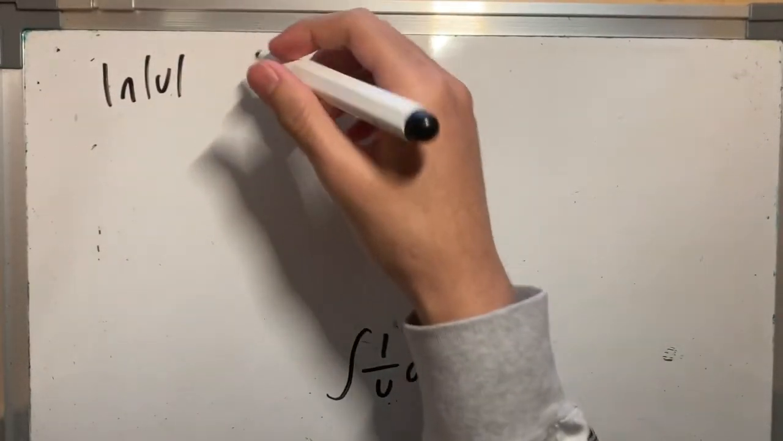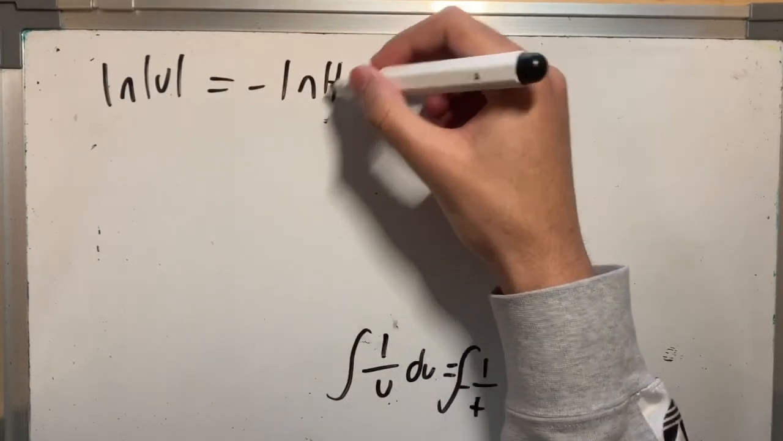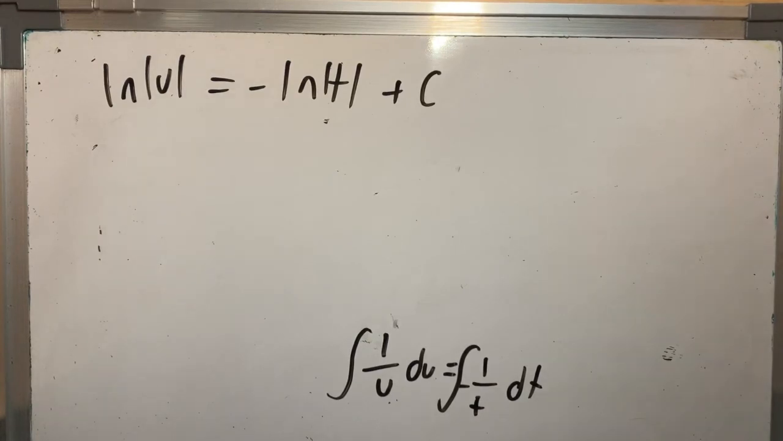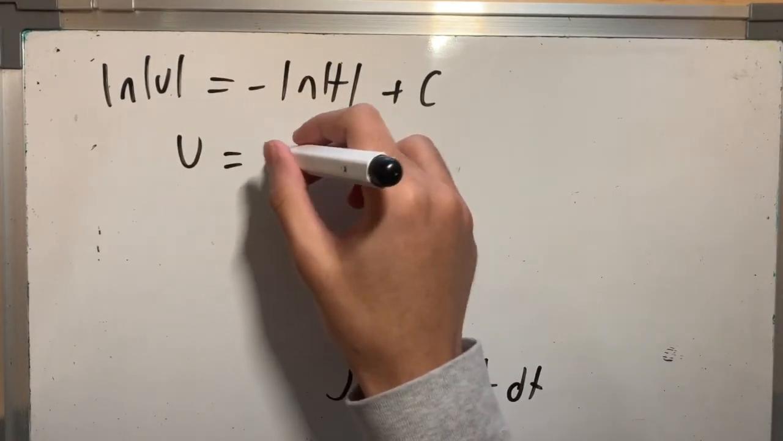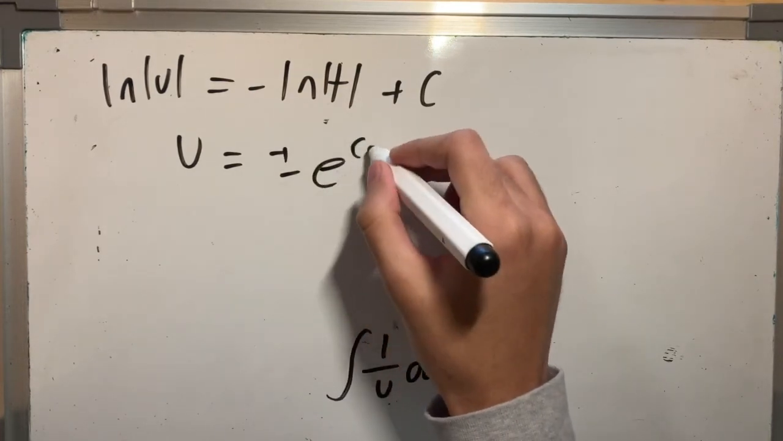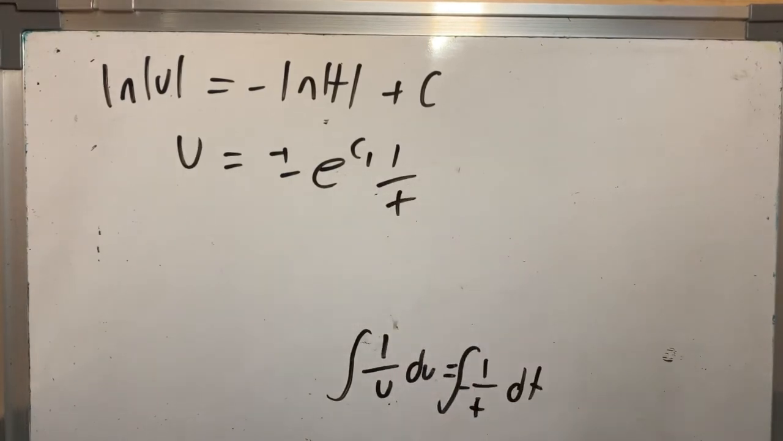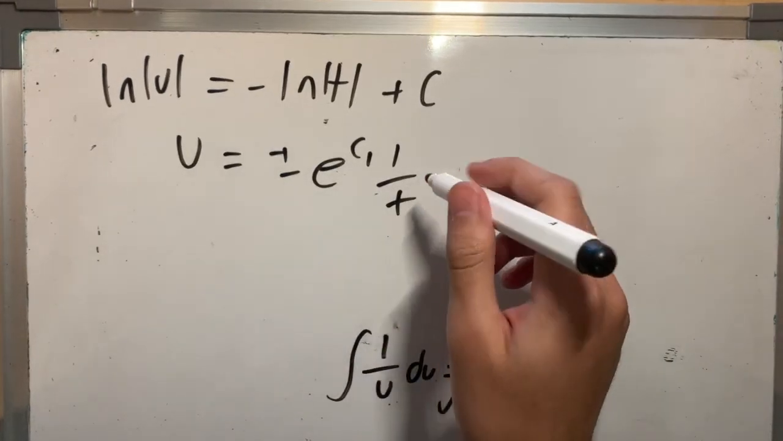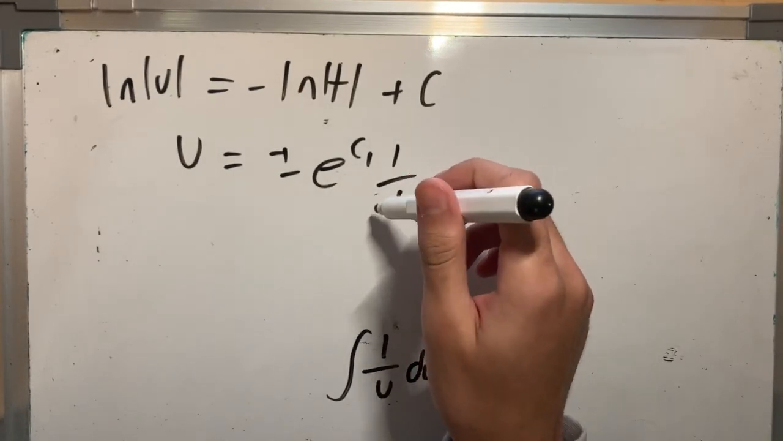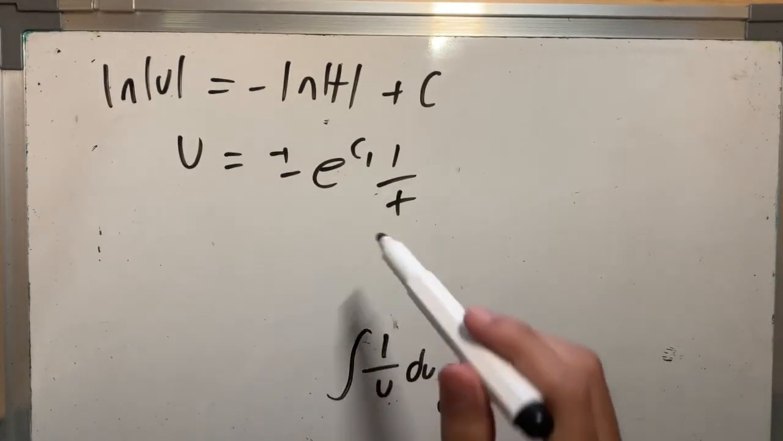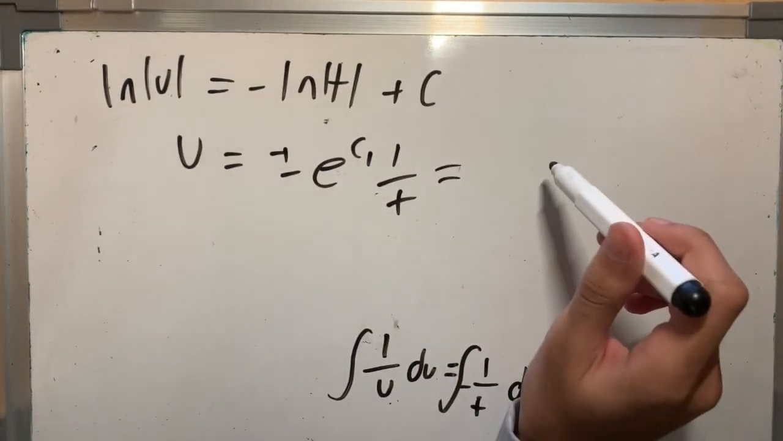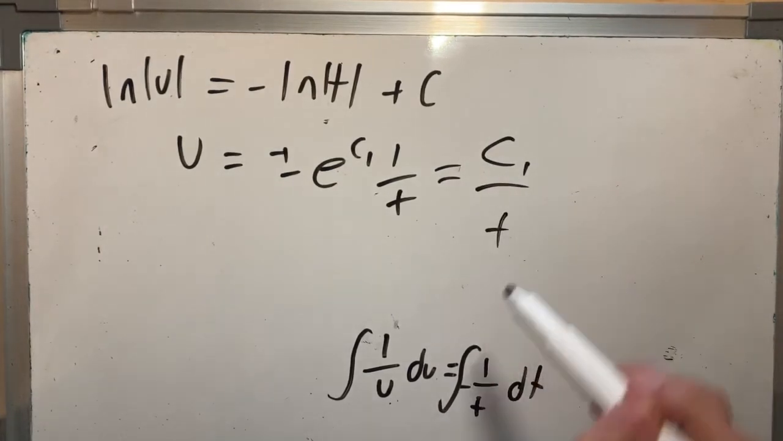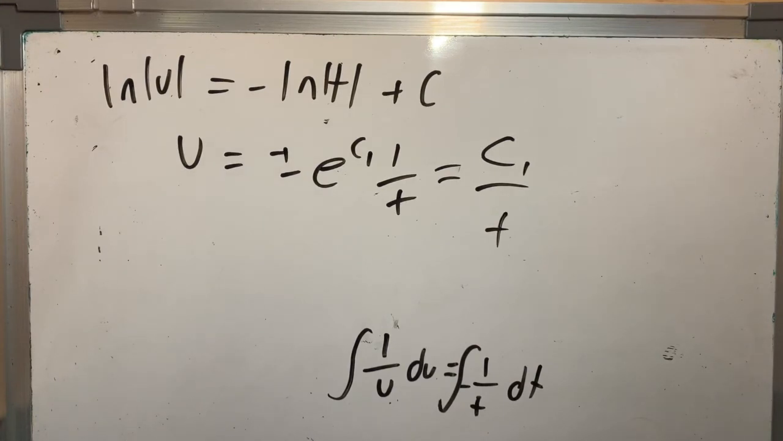Once we've done that, we find that ln u is equal to negative ln t plus c, and then we find that u is equal to plus or minus e to the c1 times 1 over t, which will be equal to c1 over t, because that is a minus.